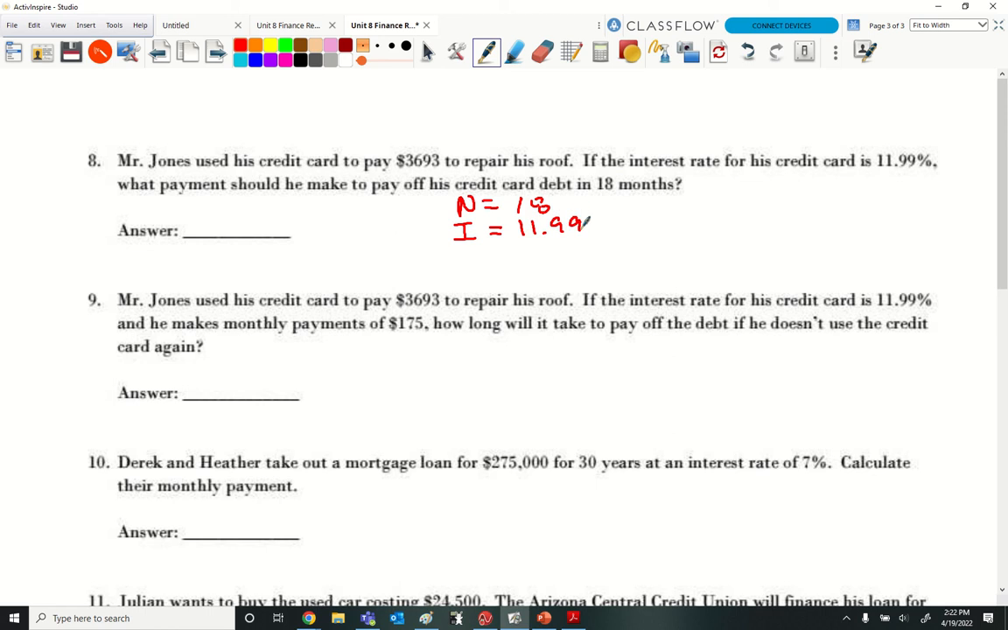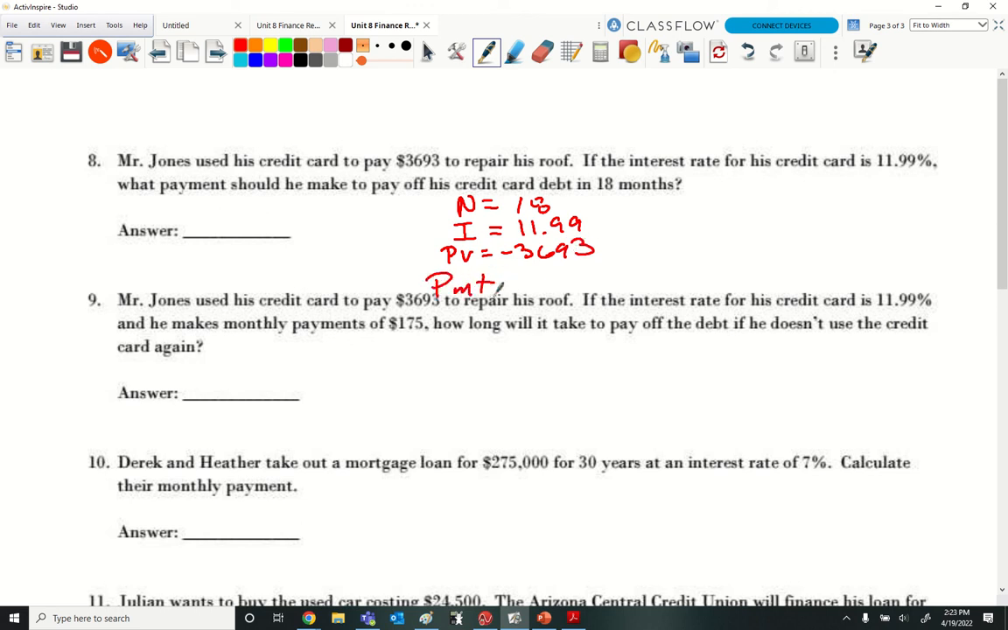Next one is, what's that PV next? PV is what? You were super close. What's the PV going to be in this problem? Negative 3,693. Why is it negative? Because it's the amount of debt. You're borrowing money, so that's debt. That's a negative. So you cannot forget to have the negative there all the time. If you're ever borrowing, that's a negative amount. So it's going to be negative 3693.